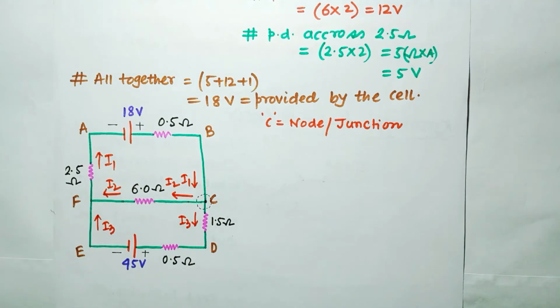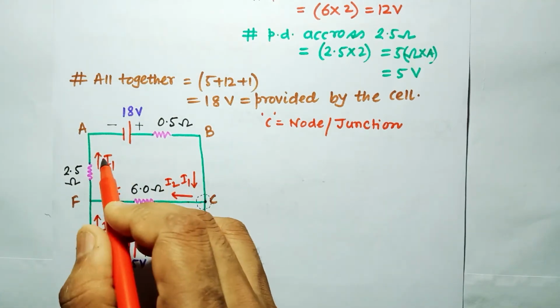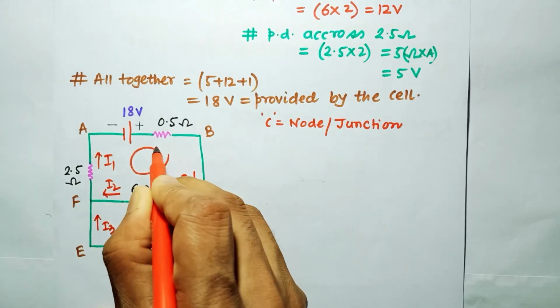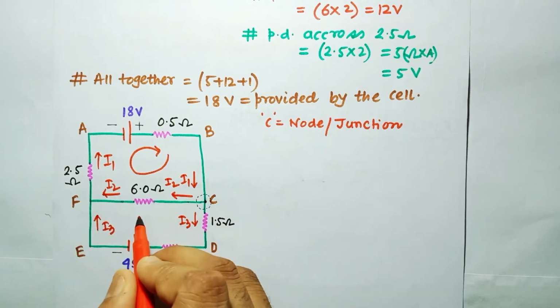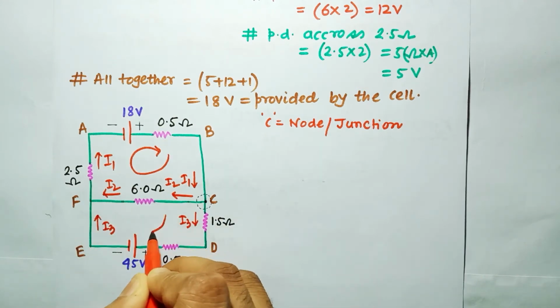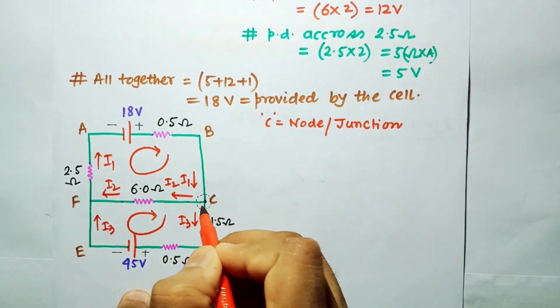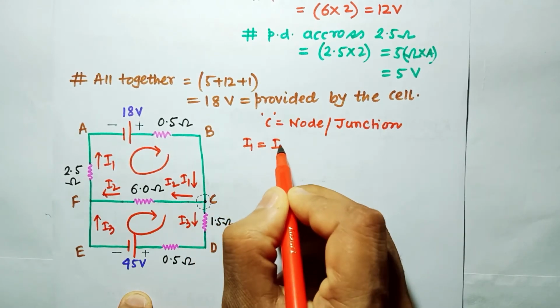So now I am traversing around this loop ABCFA in this direction. Similarly for this FCDEF, I am also traversing the loop in this direction. So now you can see that in this junction I will write that I1 is equal to I2 plus I3.